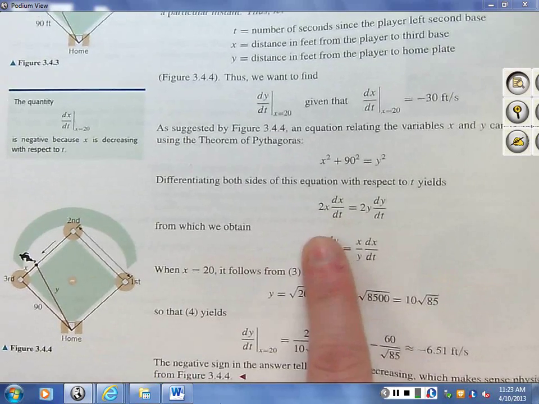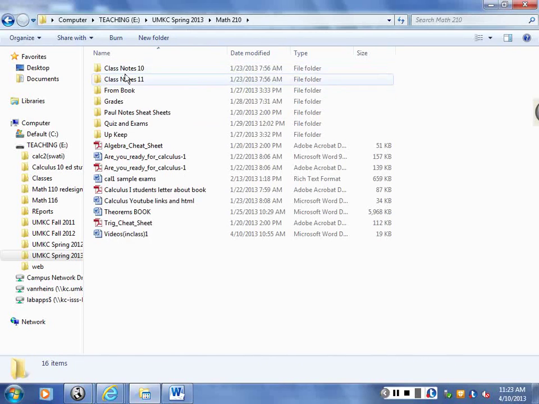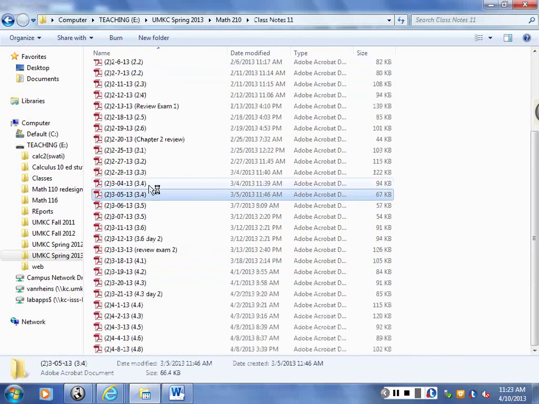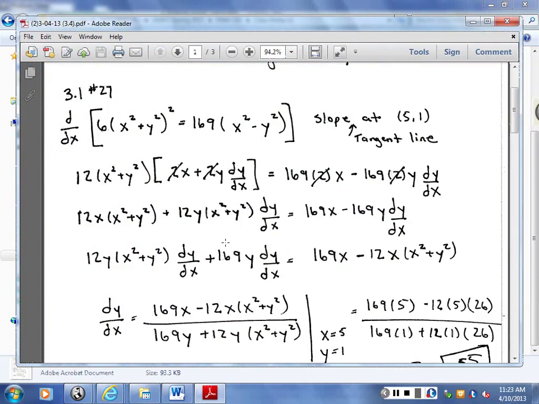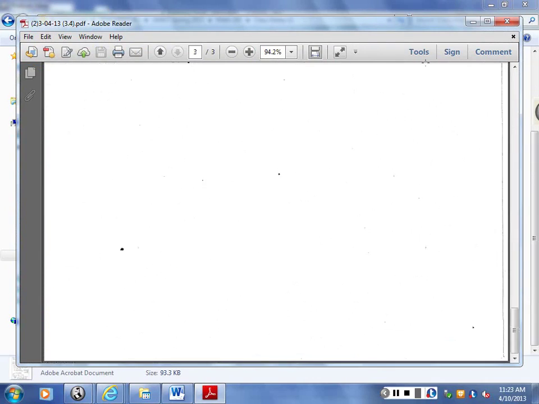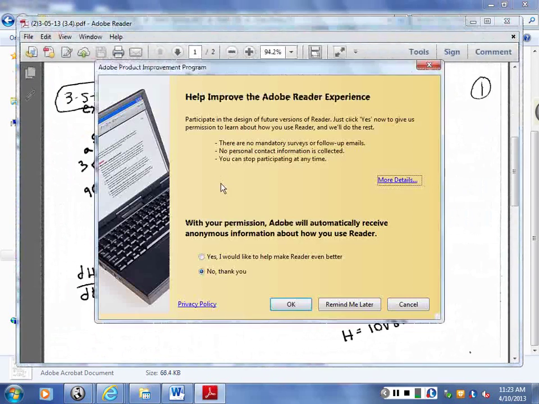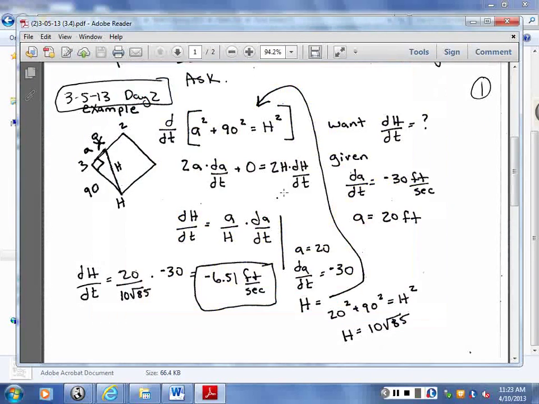This is 3.4. So if I go to the notes from 3.4, we did a couple days on it. Oh, that was on a different problem. This strategy, yeah, the second day of it. There you go. So I called it A and H. I understand that. But what I'm saying is, how do you get from that step there to the next one down? Here? Yes.